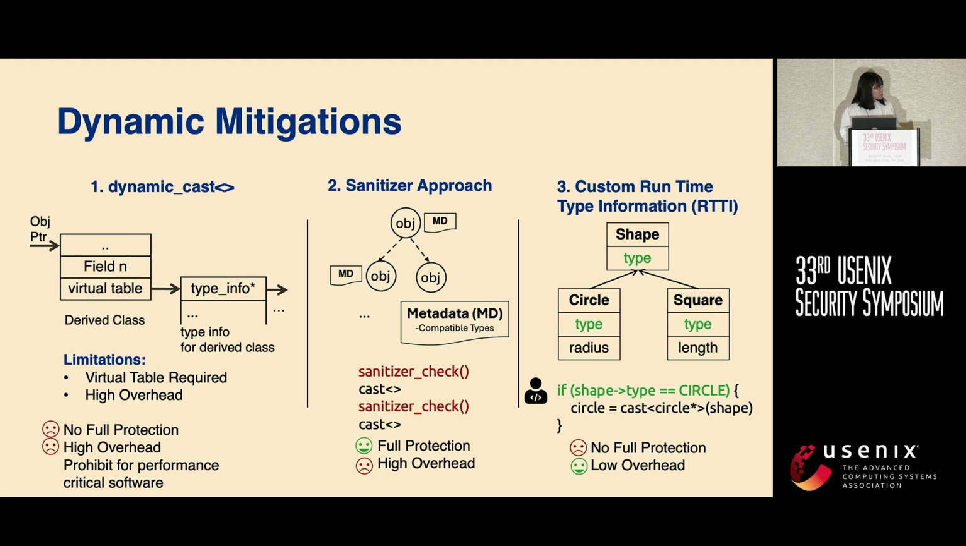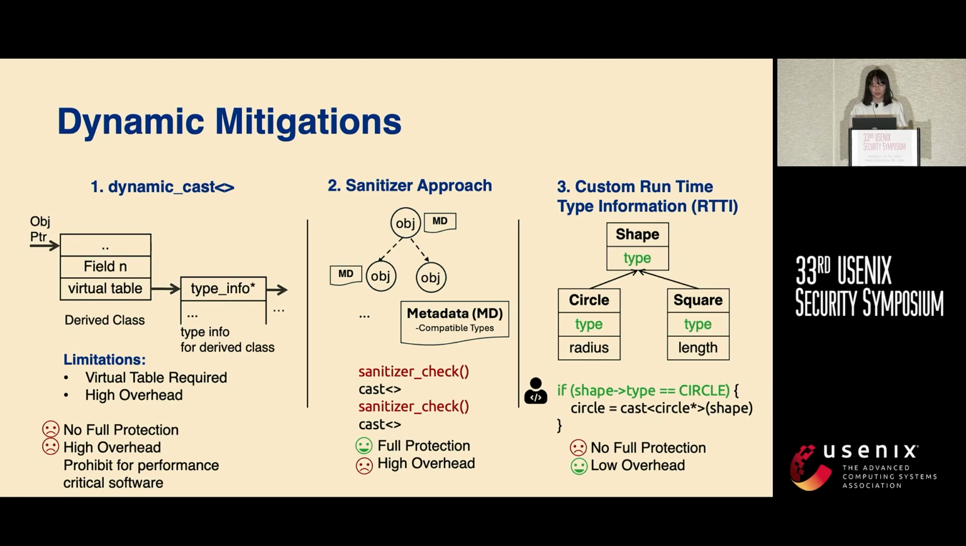There are two limitations of this approach. First, the base class of the derived class should have a virtual table. It means that we at least need to define one virtual function in the base class. Second, because the type information from the derived class to the parent class is chained together, when we traverse this linked list to get the type information, it introduces much overhead to the program. So this approach cannot provide full protection to a program, and it also introduces high overhead, which prohibits its use for performance-critical software such as Chrome.